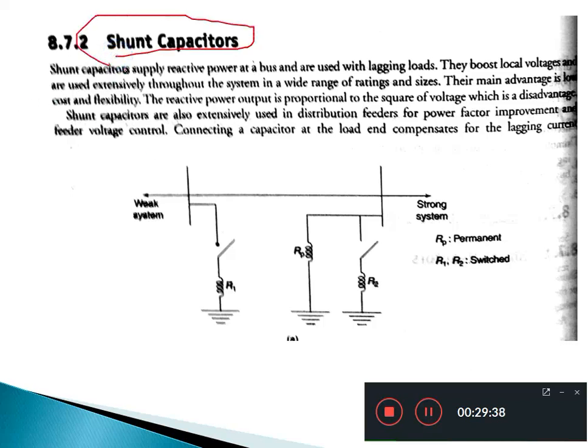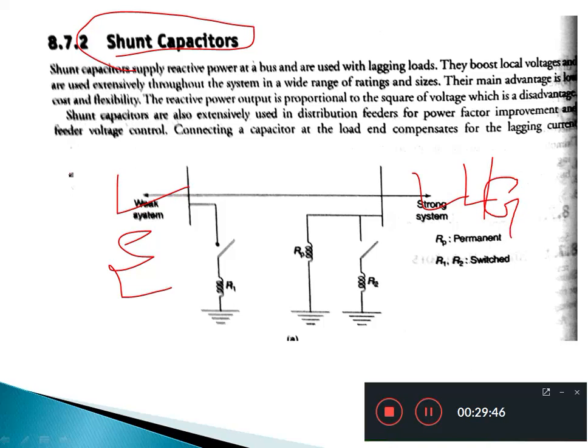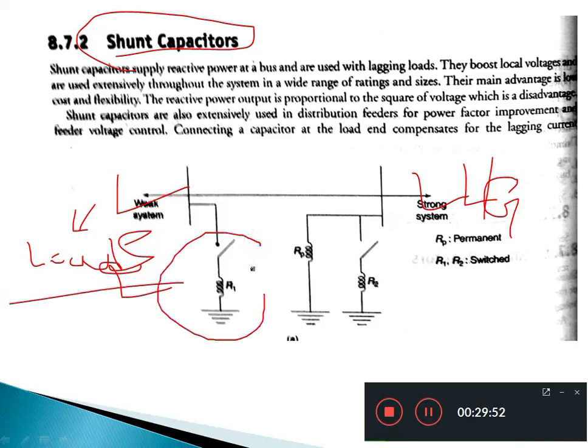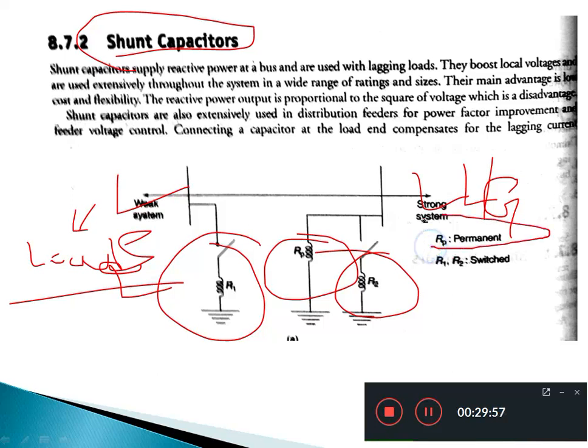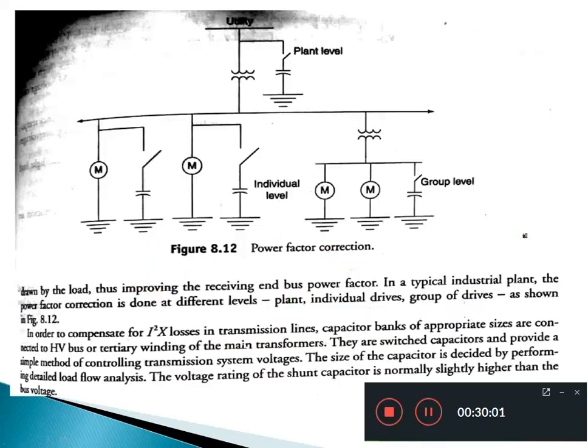How to connect the shunt capacitor? This is the weak system, this is the strong system. This is the source and this is the load, or else you can write this is the generating point and this is the load point. Here you have to connect one reactor, one more reactor and one more reactor. RP is the permanent reactance, and R1, R2 depend upon the switching operation. So this is the power factor correction.